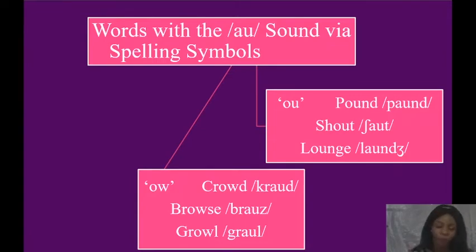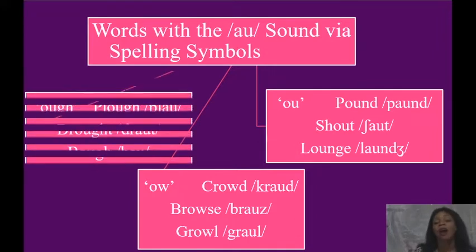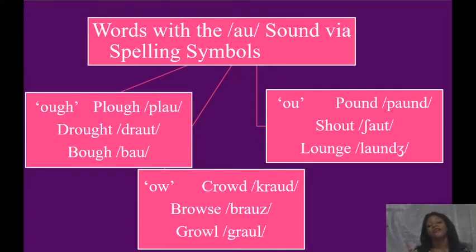Okay, let's move over to the third spelling symbol, which is O-U-G-H. Most words that have that spelling symbol in them are pronounced with the ow sound. Okay, we have the word plow. P-L-O-U-G-H. Plow.